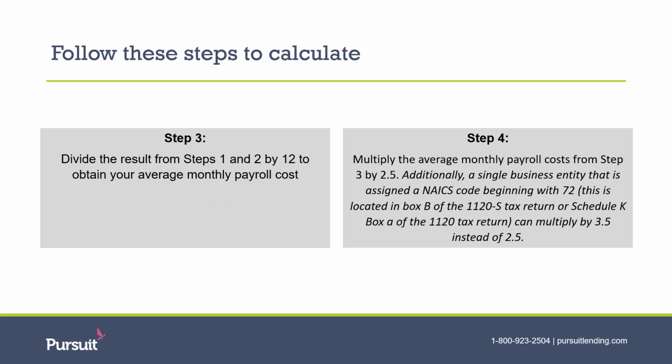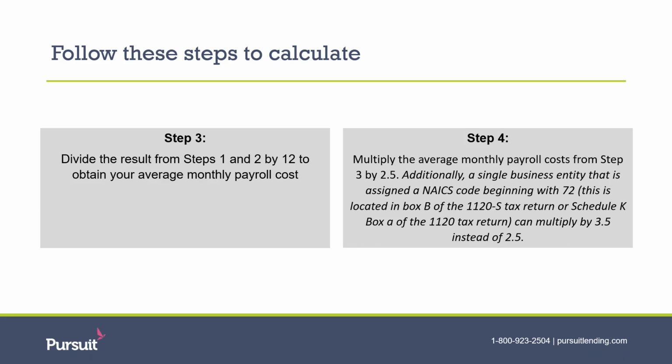Step 3 is to take the results from steps 1 and 2 and divide them by 12 to calculate your average monthly payroll cost. Obviously, the numbers that we talked about in those prior 2 steps were annualized numbers, and the calculation for the Paycheck Protection Program loan is based on the average monthly cost. So take those total costs for the year and divide them by 12 to get your average monthly payroll costs.